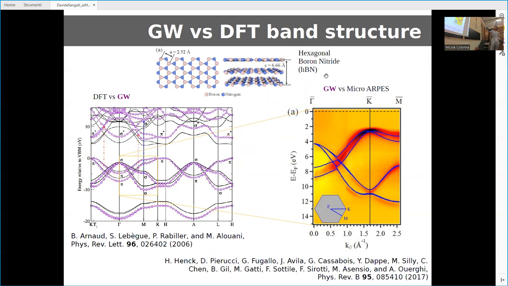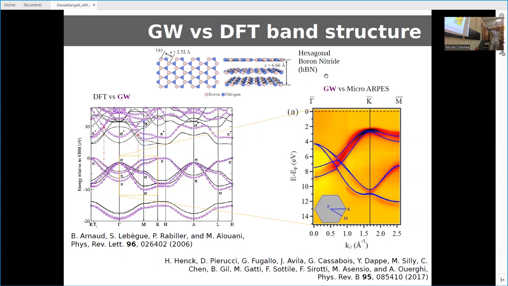So this is a comparison we were looking at before between DFT and GW bands. So DFT in black and GW in violet. So you see that here the top of the valence band is aligned between the two, but then the dispersion, the bandwidth of GW is much bigger.